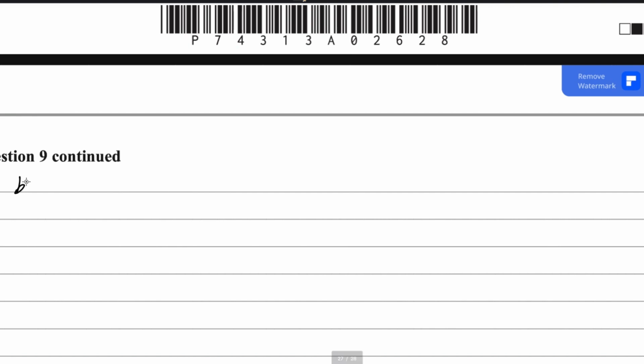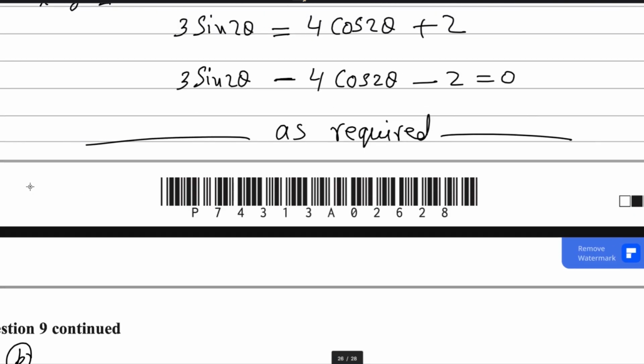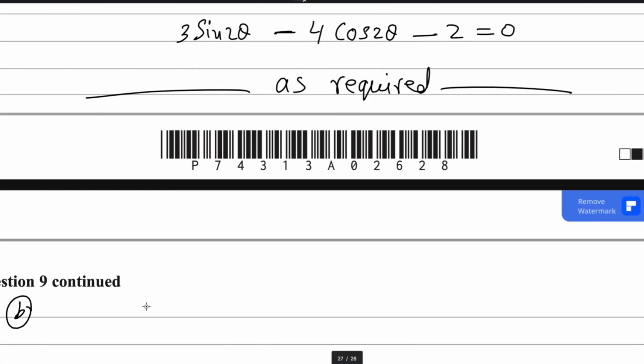For the second part, let me write the equation. Here we could make the equation from here. So it is 3 sine 2x minus 4 cosine 2x minus 2 equals 0.